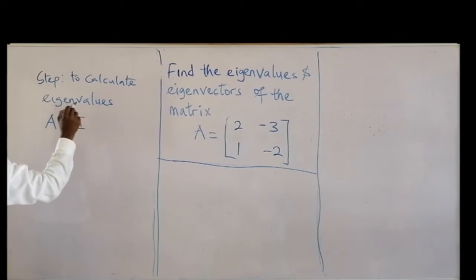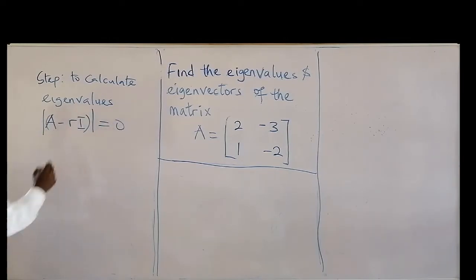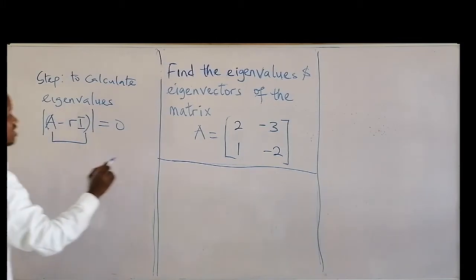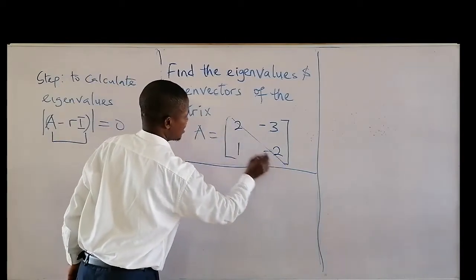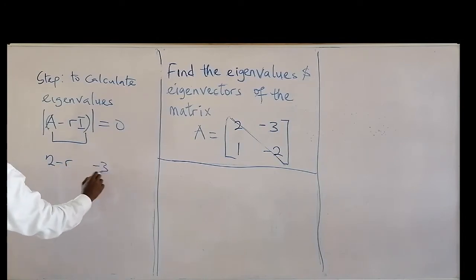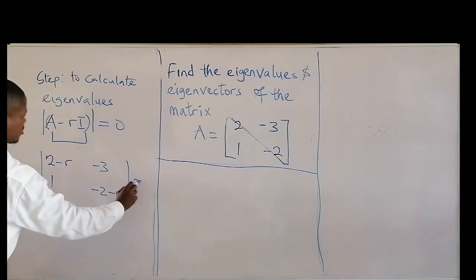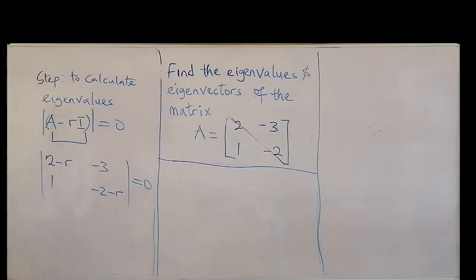To do that, the determinant of this expression equal to 0. Okay? And what is the meaning of this expression? A is your matrix. Okay? The meaning of this expression, without wasting time, is just the leading diagonal. The leading diagonal minus r. So that will be 2 minus r, then 1, minus 2 minus r, equal to 0. Okay?